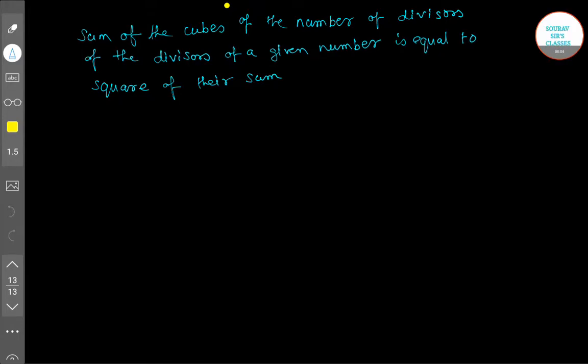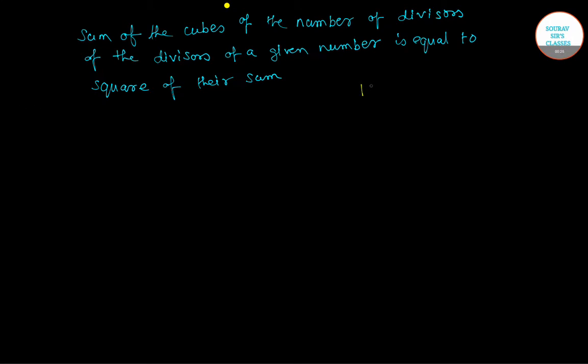In this video, I will be solving some of the questions of number theory. And our first question, you have to show that the sum of cubes of the number of divisors of the divisors of a given number is equal to the square of their sum. That is, suppose the number n is equal to 18.